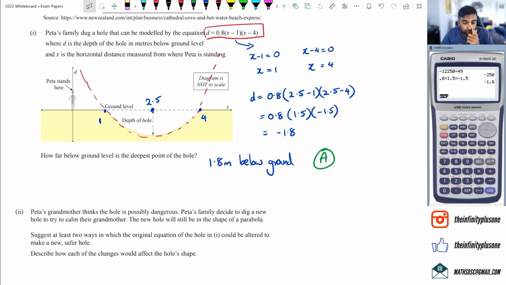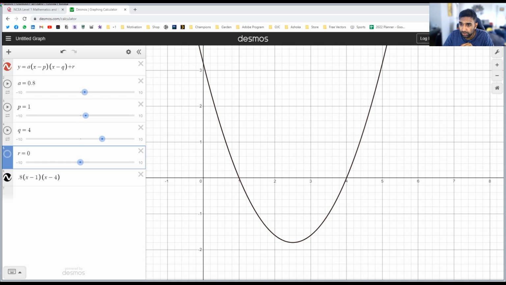Alright guys, so for the second part of this question, we've actually asked for two ways in which the original equation could be altered to make a safer hole. So we're looking at changing the height of the hole, right? So what I'm going to do is show this to you with Desmos, just so that you can get an idea.